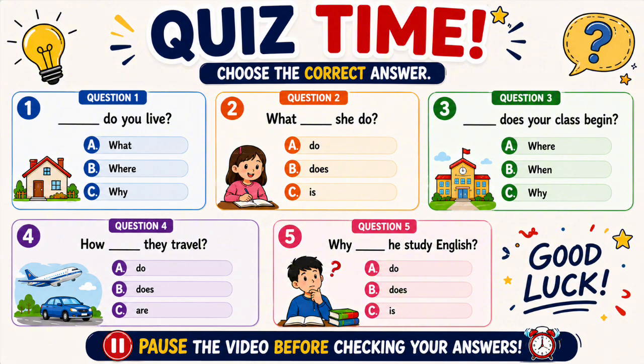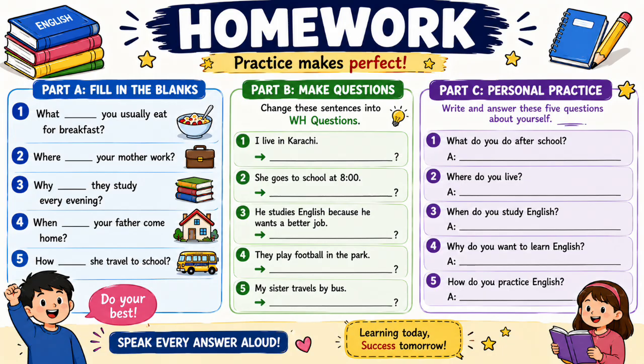Now homework. Part A. Filling the blanks. What does she usually eat for breakfast? Where does your mother work? Why does they study every evening? When does your father come home? How does she travel to school?